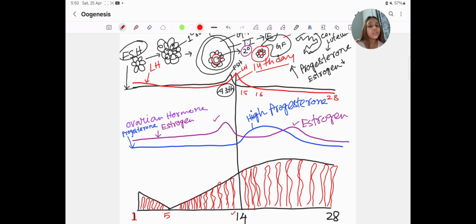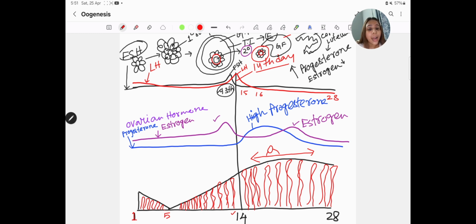So to keep this baby, we need a bed. We have to prepare a bed in the mother's body. That's why this endometrial layer gets very thick, so that the baby comes and sleeps on it. Okay, but if there is no fertilization, that means you don't require this bed, right?